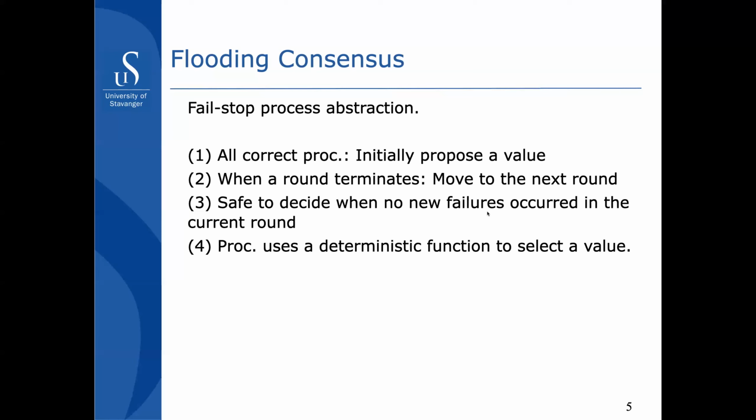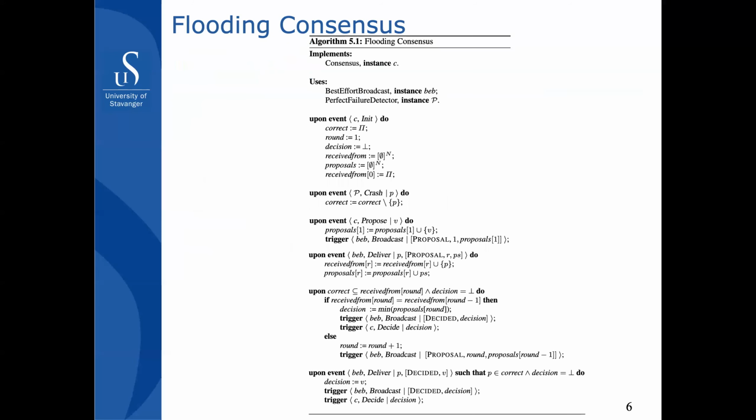Where are they precisely located in the algorithm? By the way, you find these algorithms in your books, or the PDF that you downloaded. It can be useful when you're understanding algorithms to write notes next to the thing. So in this protocol, the first key point was that all the correct processes propose a value.